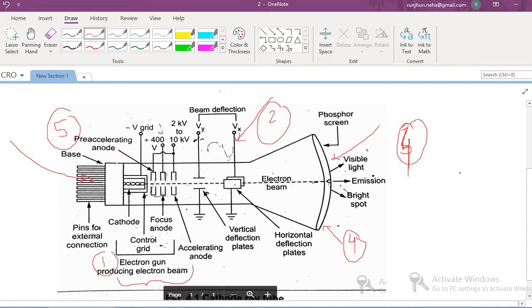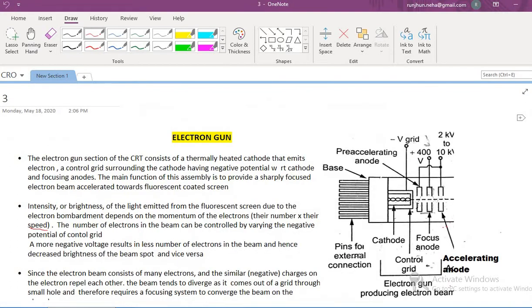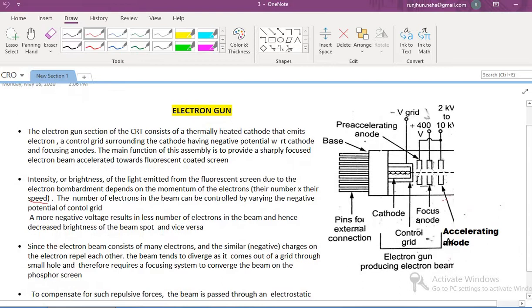Now we will look at each of the parts in detail, starting with the electron gun. The electron gun consists of a thermally heated cathode shown here that emits the electrons, surrounded by a control grid having a large negative potential that controls the number of electrons.